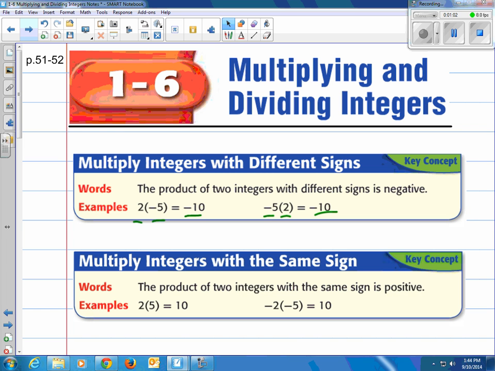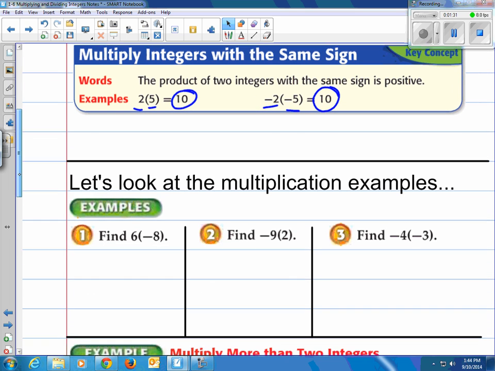The product of two integers with the same sign is positive. So anytime you multiply two positive numbers, in this case 2 times 5, you get 10. And if you multiply two negative numbers, two negatives when multiplied will give you a positive. So if the signs are the same and you're multiplying, you're going to have a positive answer. If the signs are different, a positive and a negative being multiplied, you're going to have a negative answer. Let's take a look at a couple examples here.